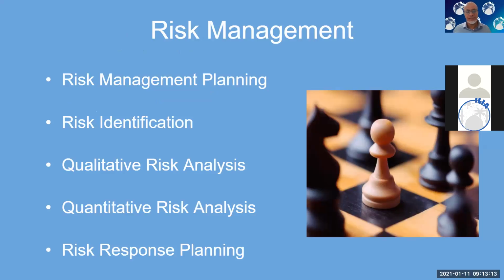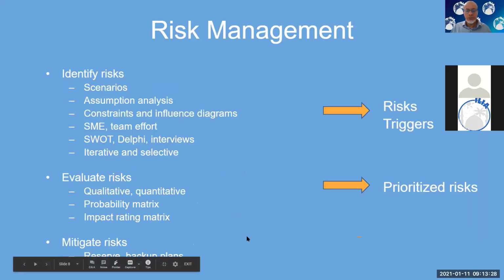All right, so from a risk management perspective, like we just shared, it involves planning. It involves identifying those risks, qualitatively assessing them, and then quantitatively giving them some number to rank them so that you can focus on what really matters. And then lastly, you respond to those risks. So how do you identify risks?